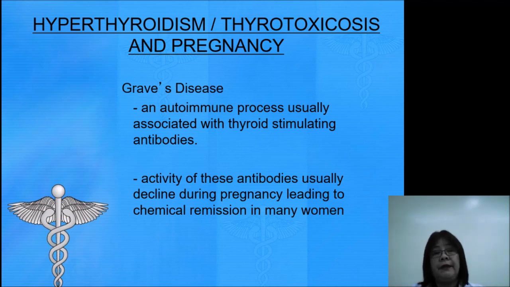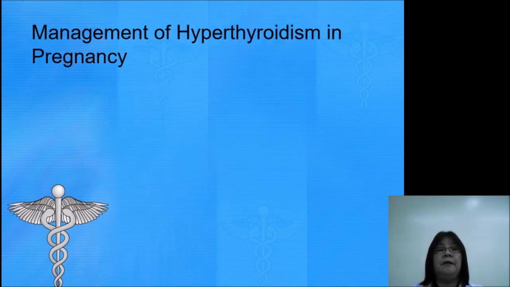Hyperthyroidism is usually secondary to Graves' disease. It is an autoimmune process associated with the presence of thyroid-stimulating antibodies, which stimulate the thyroid gland to produce thyroid hormones. These antibodies usually decline during pregnancy, leading to chemical remission in many women.